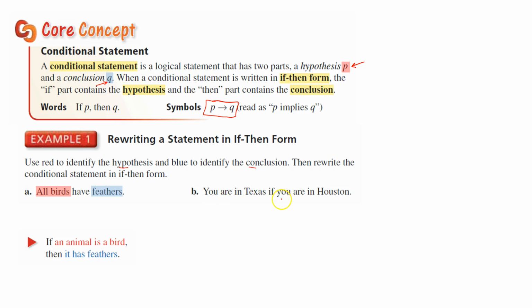You are in Texas if you are in Houston. Now this one, the if here gives you a big clue. If you are in Houston, then you're in Texas. So you are in Houston would be our hypothesis. The conclusion is that if you're in Houston, we can conclude that you are in Texas. So if you are in Houston, then you are in Texas. Might be helpful to take a look at just a couple more examples.